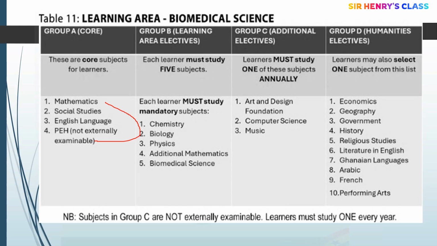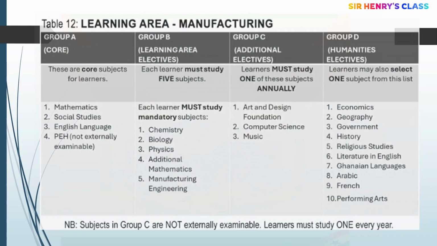For manufacturing, yes. So manufacturing, you still do your 4 core. Don't forget. Then you select 5 compulsory, mandatory. Those 5 are there: chemistry, biology, physics. You know them. Plus manufacturing engineering. And then for this, you study 1 just for the year. Could be computer science, art and design foundation. And then you may also select 1.